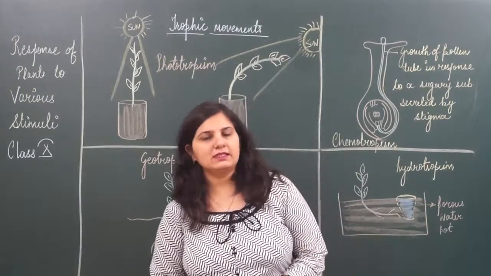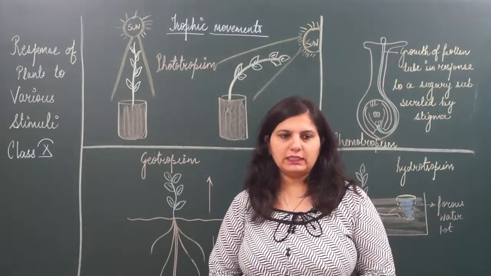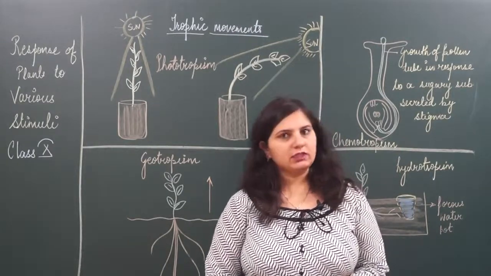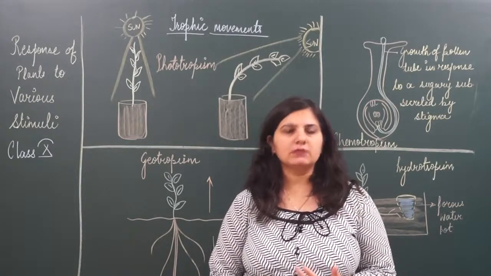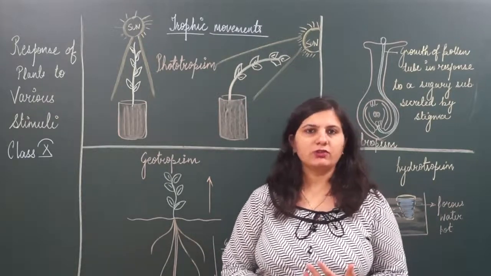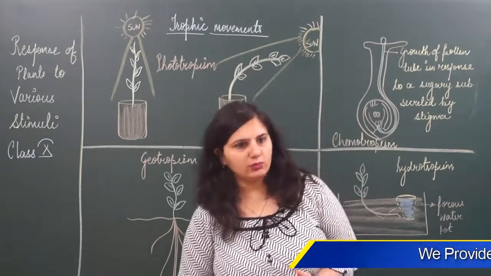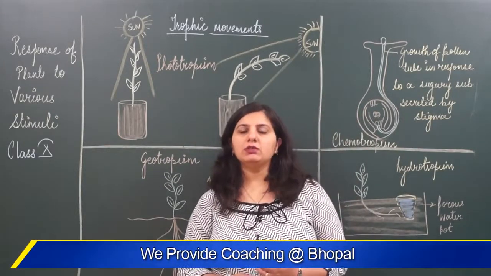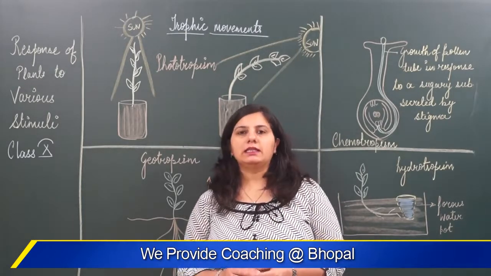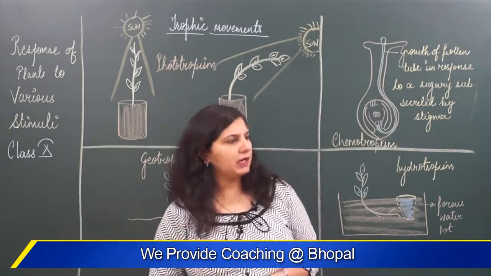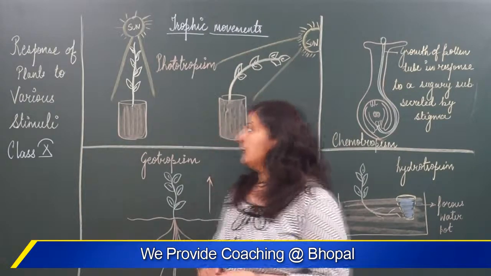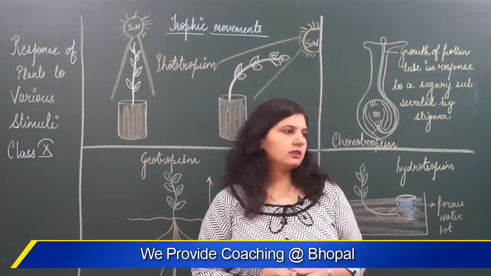Hello friends, now this is the next video of the chapter Control and Coordination. In the previous chapters we have learned about the structure of the nervous system, the structure of the human brain, the structure of neurons and the various parts of the human brain. Today we study plant coordination, that is, how coordination in plants takes place. Today we will study the response of plants to various stimuli.